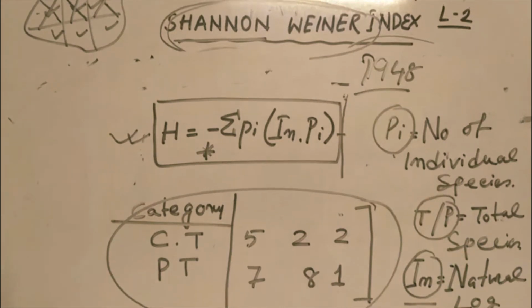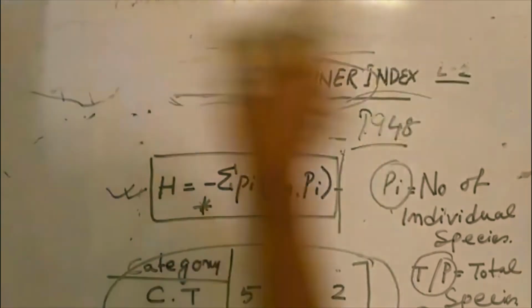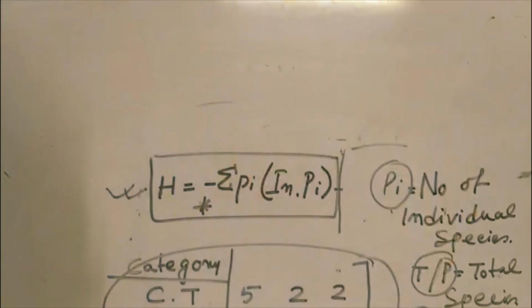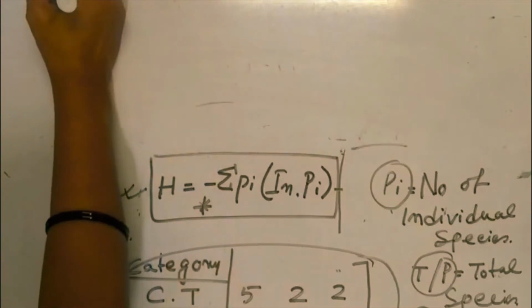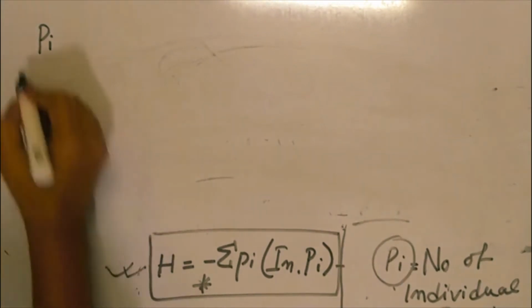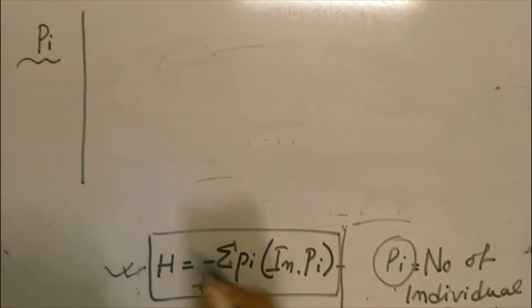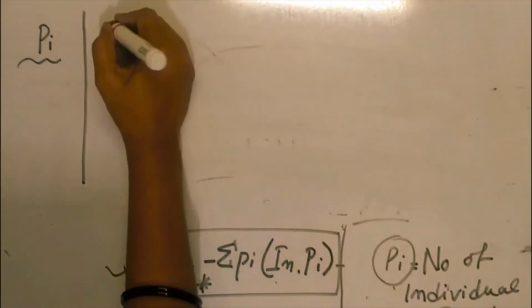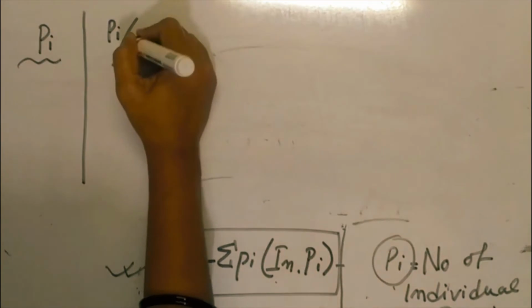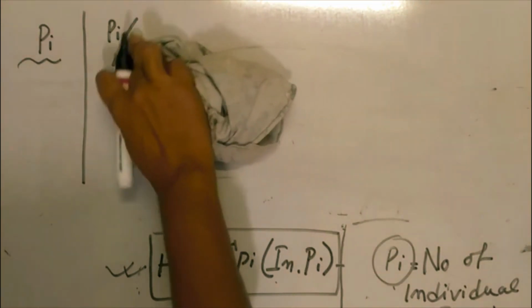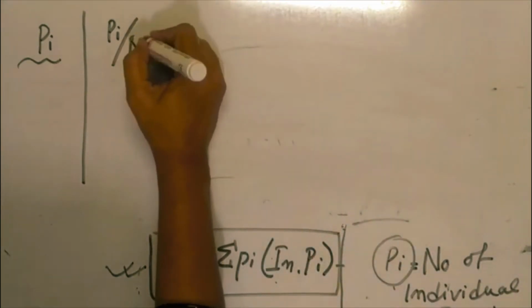For calculation we have to prepare a table. For this index, the Shannon index, we have to prepare a table. First column is Pi. Then the second column is Pi by capital P. Rather, you can write down N also. N is the total number of species.